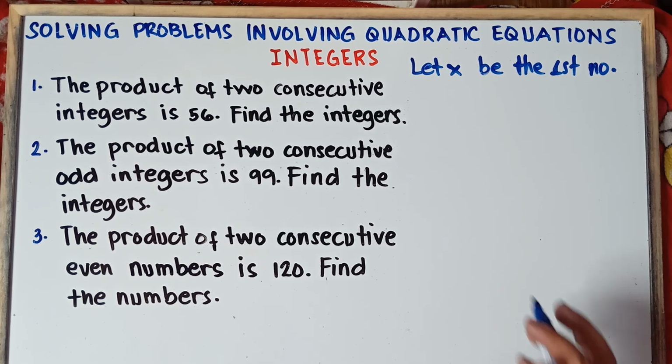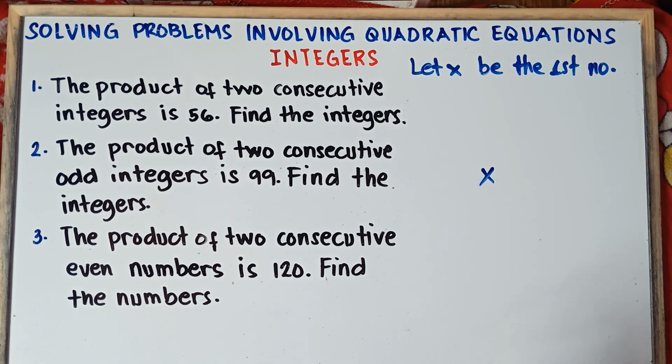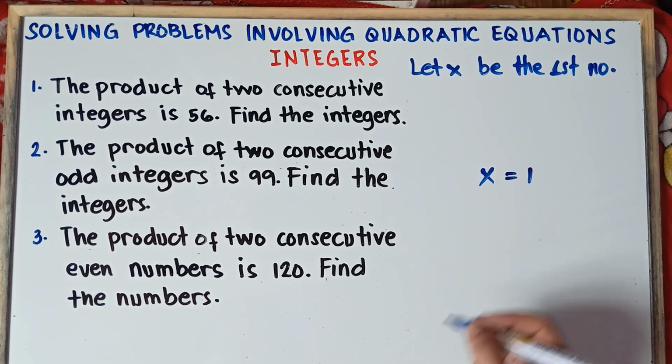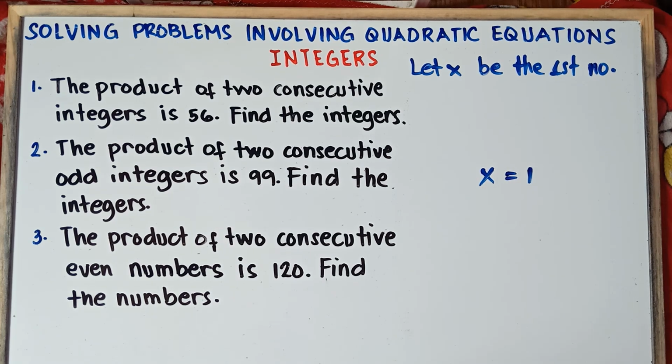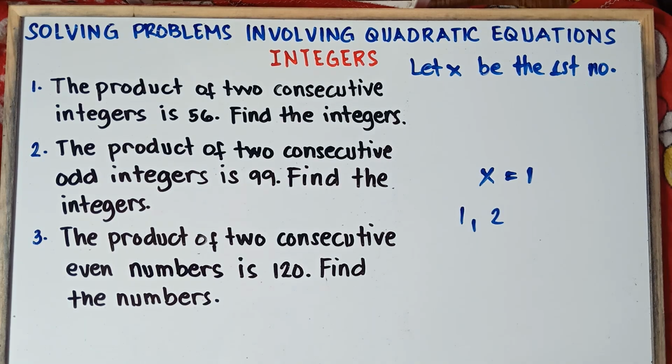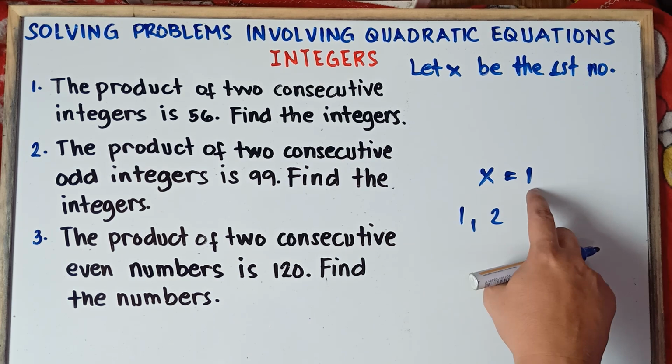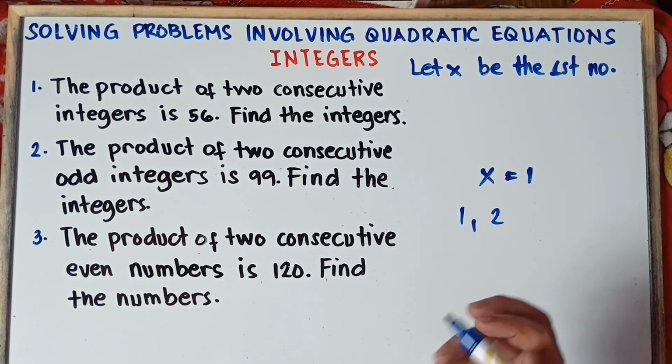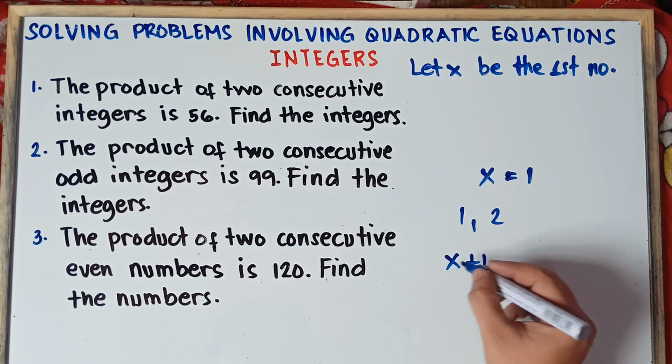If we let x be the first number, you assume any number, class. If I say x is the first number, and x is equal to 1, what would be the next number, class, after 1? Of course, the next number after 1 would be 2, right? Once again, 1, then the next number is 2. Question, how will you get 2? If x is 1, therefore the next number should be x plus 1.